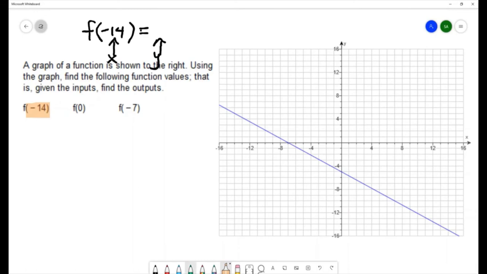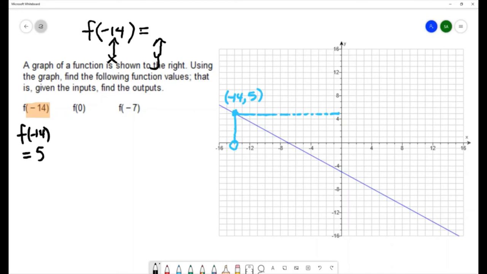So I'm going to look over here on my graph, and I'm looking for an x value of negative 14, which would be here. We want to get onto the graph. This point right here is on the graph, and it has an x-coordinate of negative 14. And we can look over here to the y scale and record what that y-coordinate is. So we know the ordered pair negative 14, 5 is on this graph. And that means that f of negative 14 is 5, the y-coordinate at that x value of negative 14.